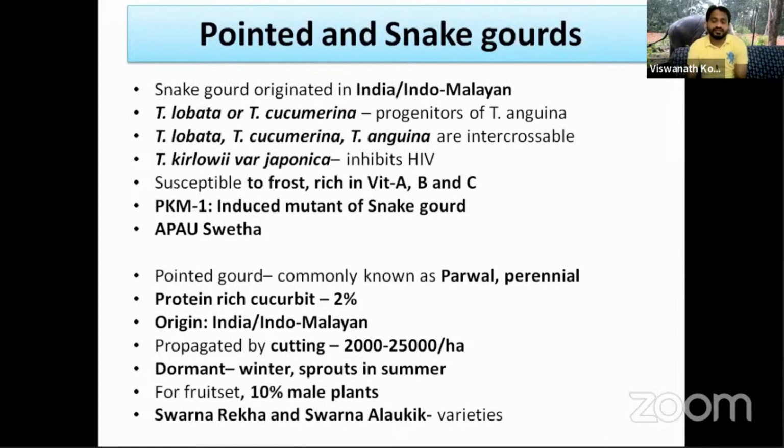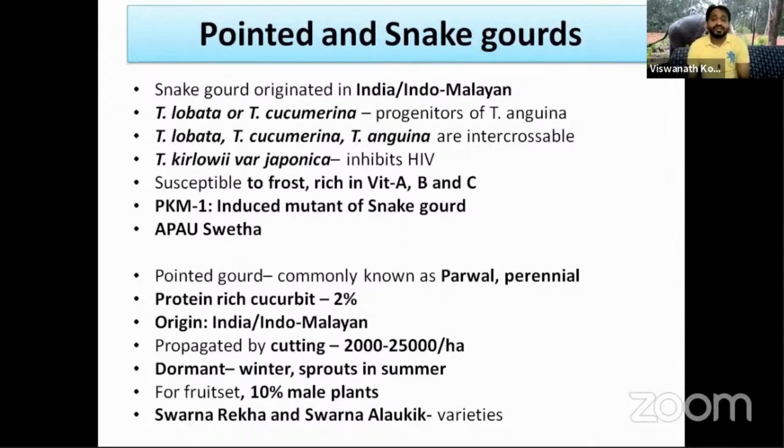Male and female plants are separate, and this pointed gourd is propagated through vegetative means, the vine cuttings, and this is a protein-rich cucurbit. Pointed gourd is a protein-rich cucurbit. It is having about 2% protein. 2% is less when compared to the peas and other protein-rich crops. But among the cucurbits, it is having high protein content, that is just 2%.